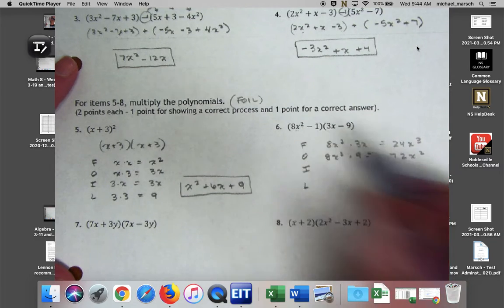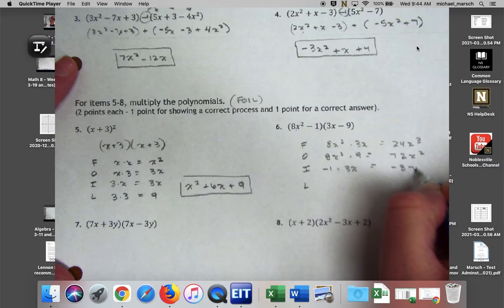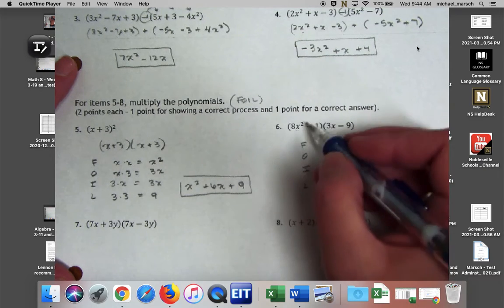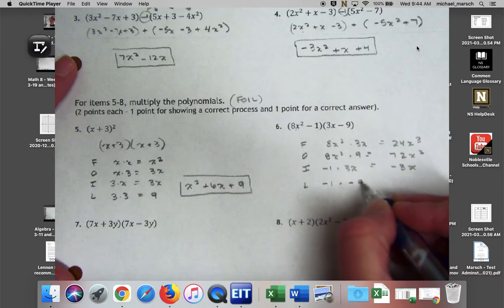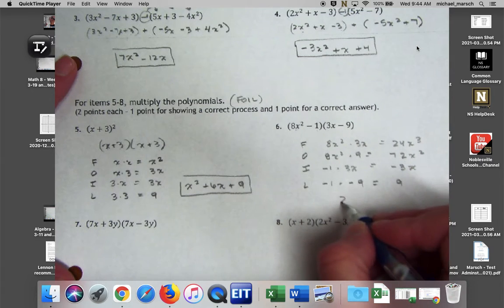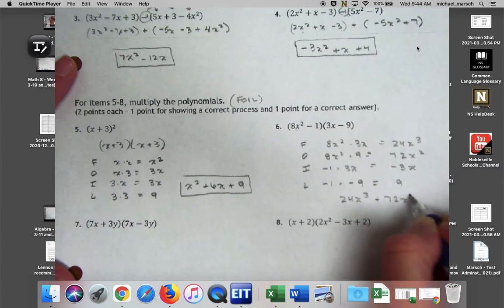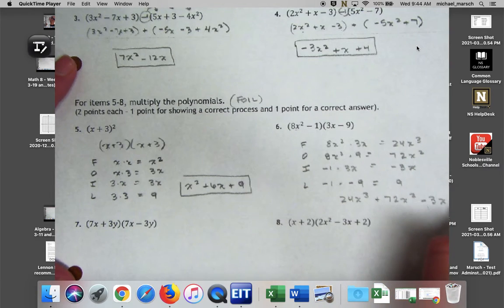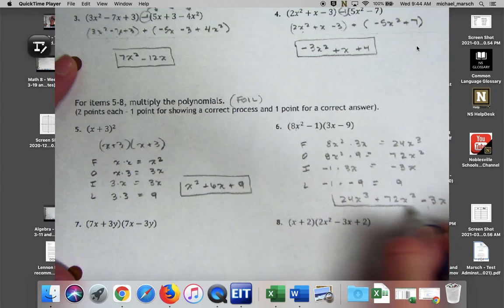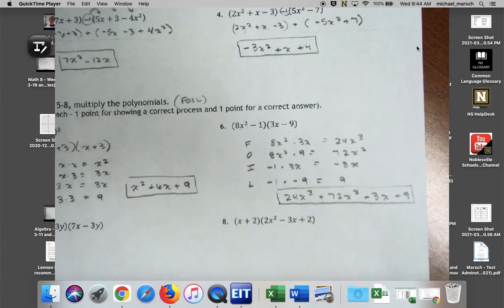Inner, negative 1 times 3x is going to give me negative 3x. And last, negative 1 times negative 9 is going to give me positive 9. So my final answer is going to be 24x to the third plus 72x squared minus 3x plus 9. And that's a lot, right? Oops, there you go. There's the rest of the problem.